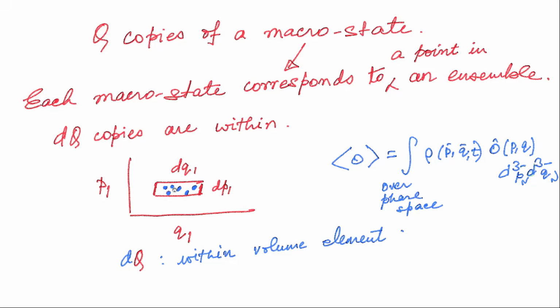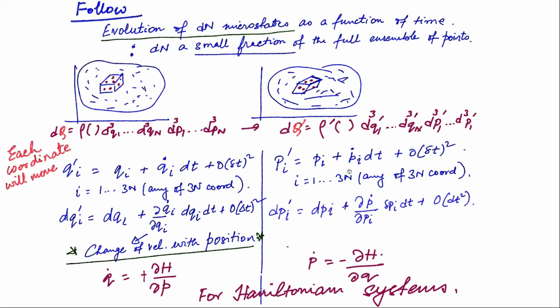I mean, the number of phase space points into the value here, but then you are integrating over phase space. That's how you calculate the expectation value of any quantity. And now what we are interested to look at is the evolution of dq.